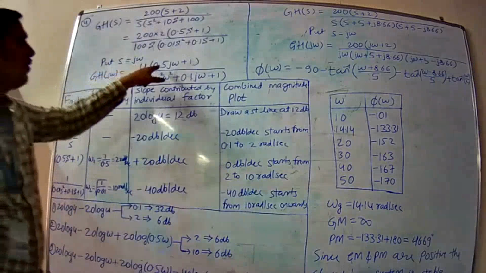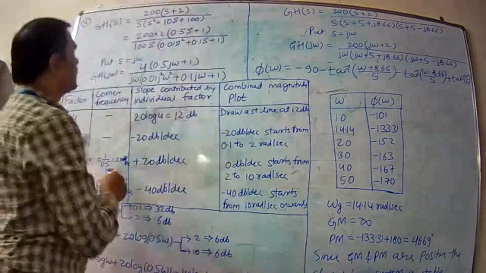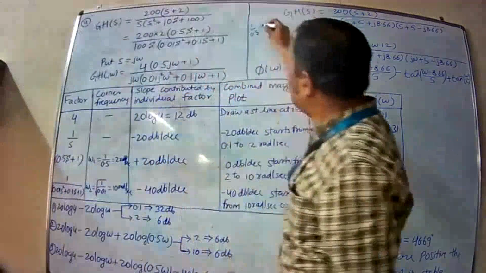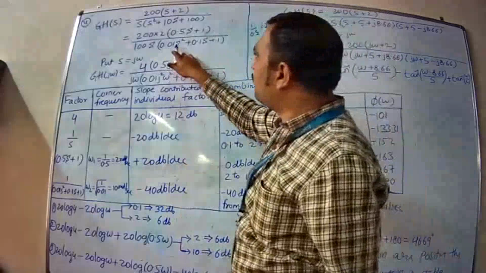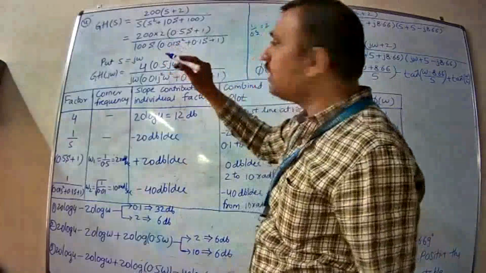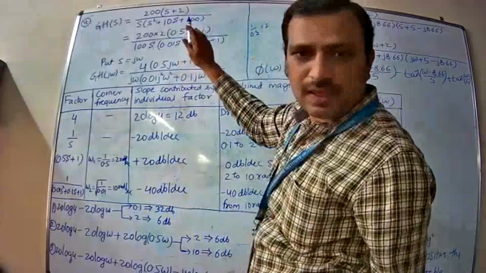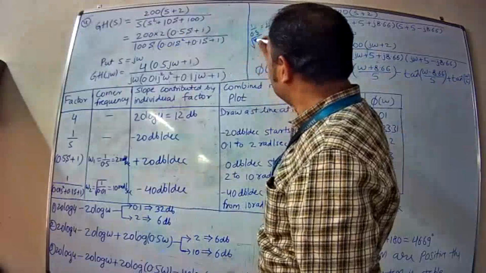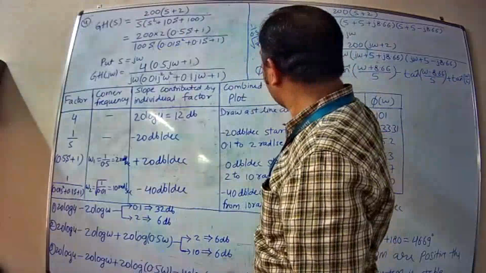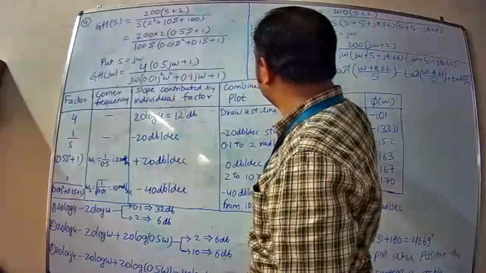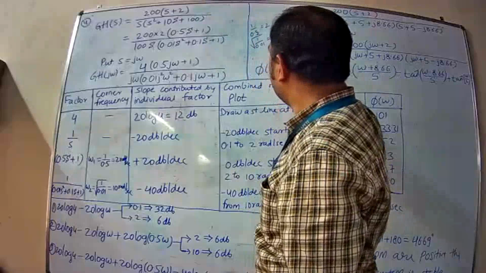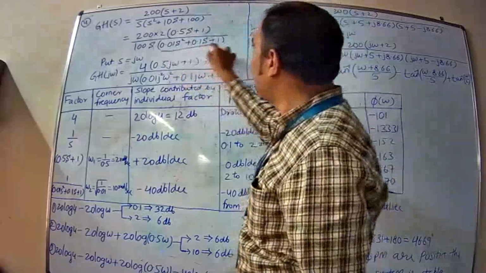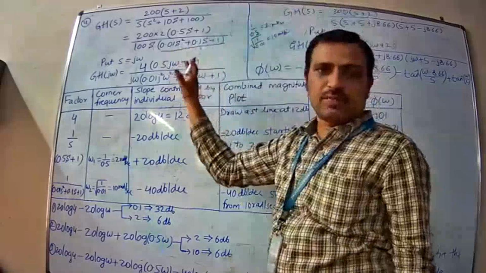To write the next factor, we have to take the coefficient of s. What is the coefficient of s here? That is 0.5. 1 divided by 0.5 is 2. What is the coefficient of s square here? That is 0.01. If we have the s square factor in the numerator or denominator, to find the corner frequency we have to take the square root of 1 divided by the coefficient of s square. That is 0.01, which comes to 10 radian per second, and this is 2 radian per second. This is the important point here.